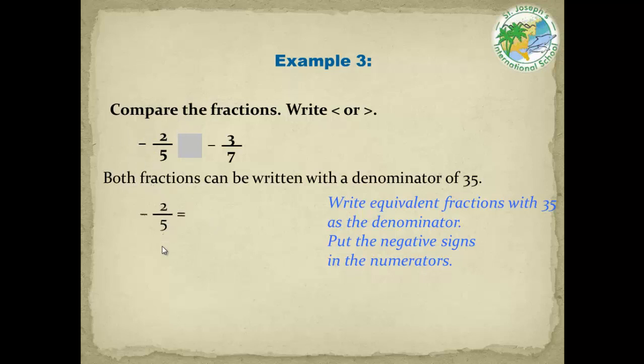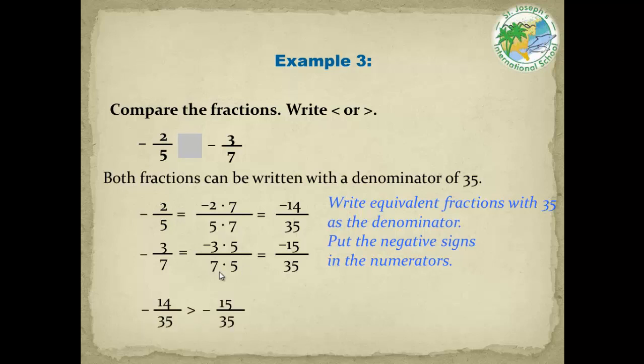Okay, negative 2 over 5 equals negative, we multiply numerator and denominator by 7. We said before, if we multiply the denominator with a number, we should multiply the numerator with the same number. Then, negative 2 times 7 over 5 times 7 equals negative 14 over 35. Fine. Another fraction, negative 3 over 7, multiply by 5. Then negative 3 times 5 over 7 times 5 equals negative 15 over 35. Now we can compare between them. Negative 14 over 35 is more than negative 15 over 35. These are negative numbers. Now, negative 2 over 5 is more than negative 3 over 7.